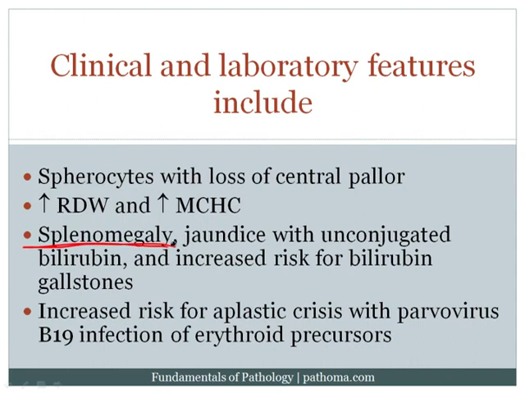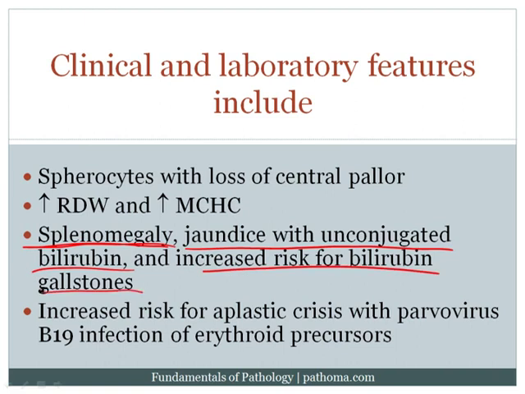Why do they have splenomegaly? Because the spleen is where the consumption of the spherocytes is occurring. It's important to note, and examiners like to ask you, that this is a work hypertrophy, so that the macrophages of the spleen will undergo hypertrophy as they begin to eat away at these red blood cells. Patients will also develop jaundice with an unconjugated bilirubin, and there will be an increased risk for bilirubin gallstones.